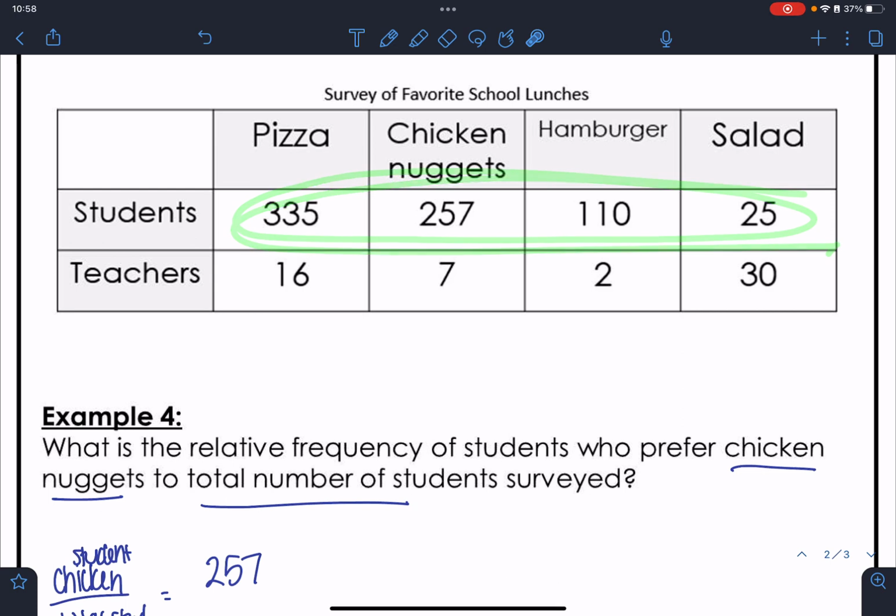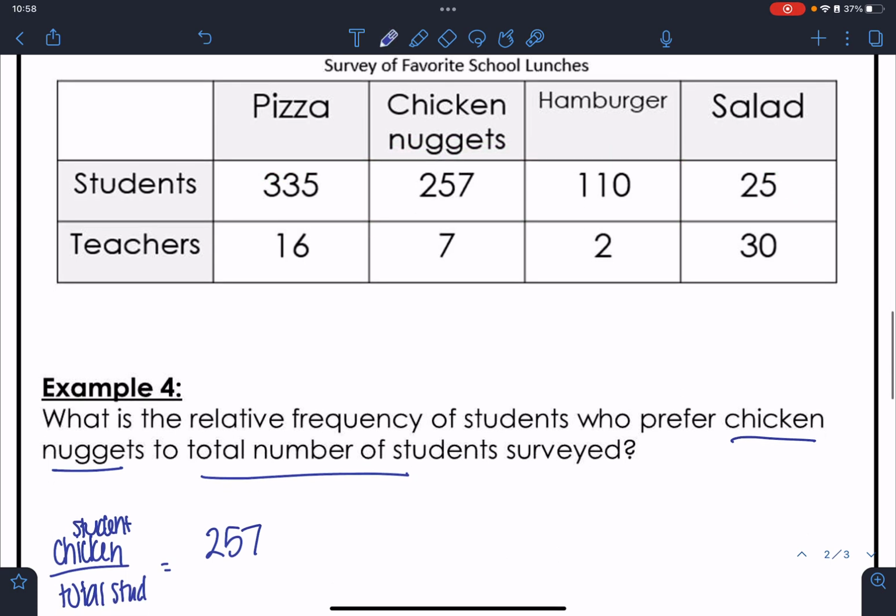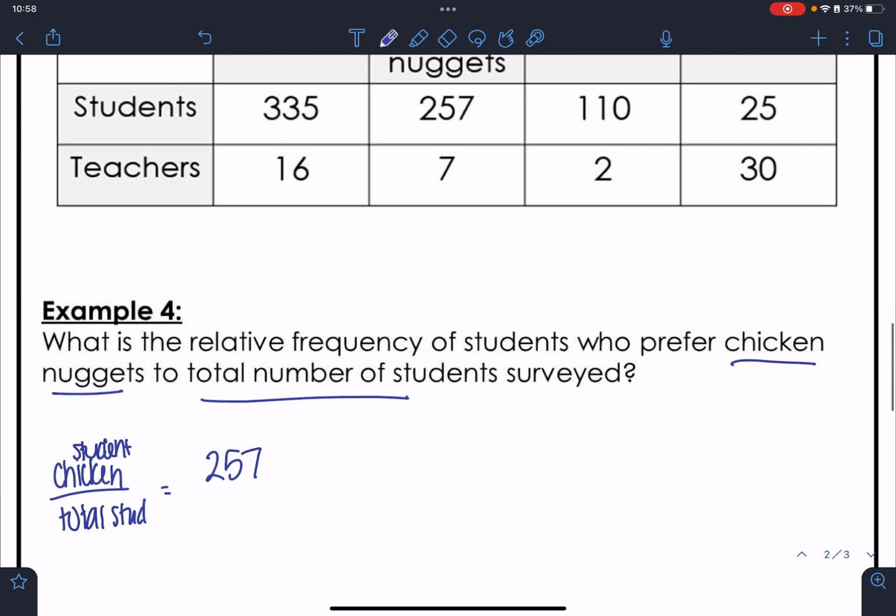So sometimes they don't have totals, and on the homework they will not have totals, so you have to do that yourself. So good, 727 is what you get when you add those up. And I don't need to reduce. There's nothing to reduce here. Okay, they don't go into each other at all.